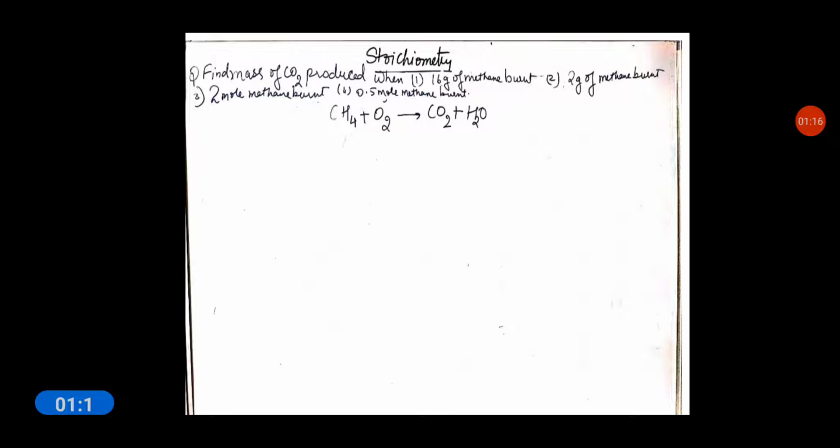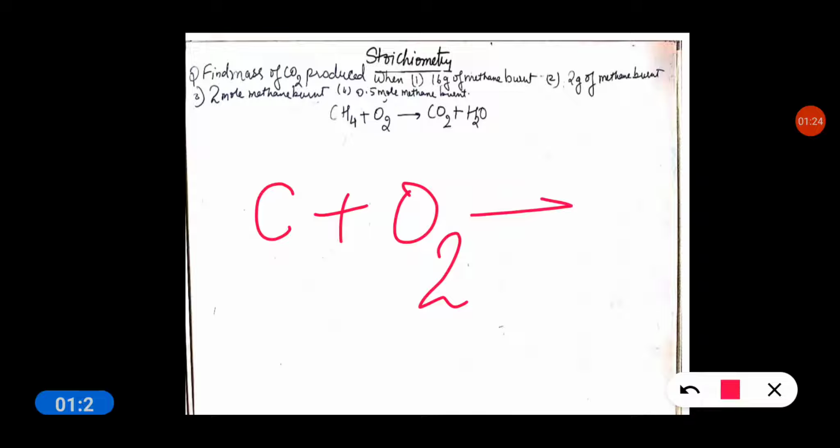For example, if I say the reaction C plus O2 gives CO2, this is a balanced chemical equation. Along with the quantitative information conveyed by it, it gives the relation of moles, it gives the relation of grams. So, the quantitative information conveyed by a chemical equation helps in a number of calculations.